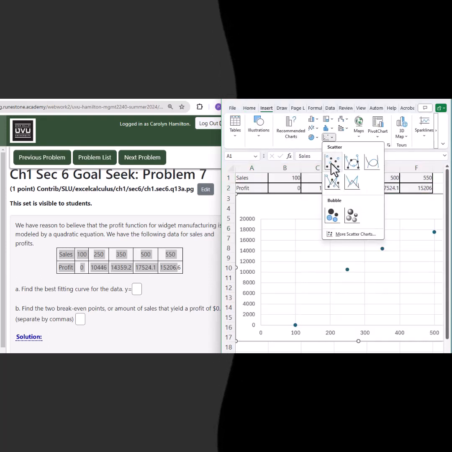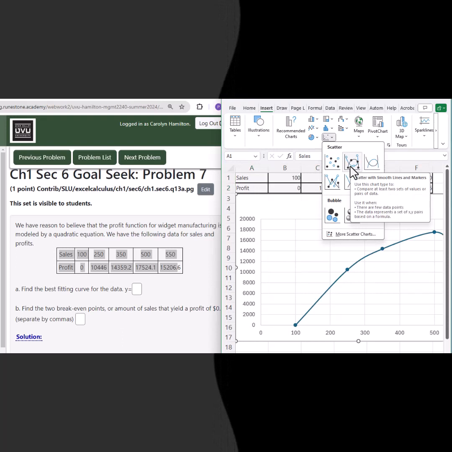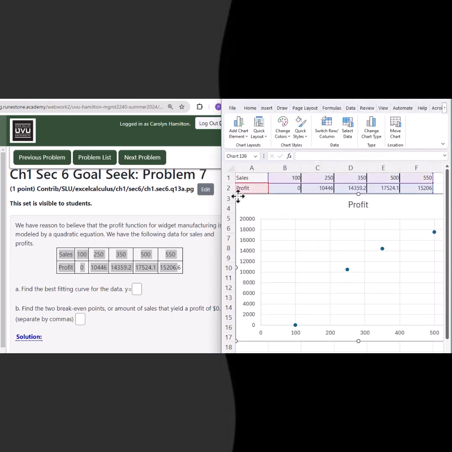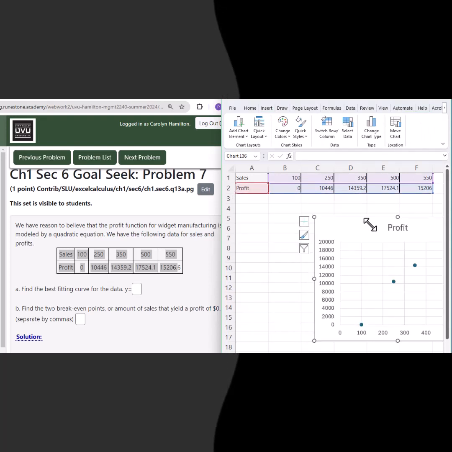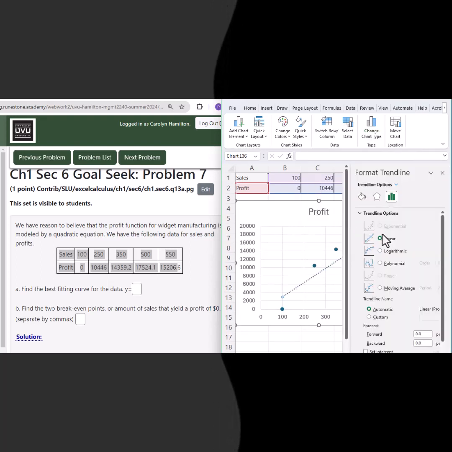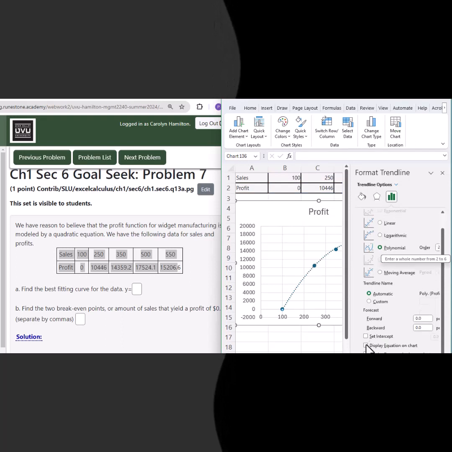insert, and since we're modeling, don't use the marked, use the separate scatter plot. And then add a chart element, trend line, more options. Quadratic is a polynomial of order 2, which is the default value, and display the equation on the chart.